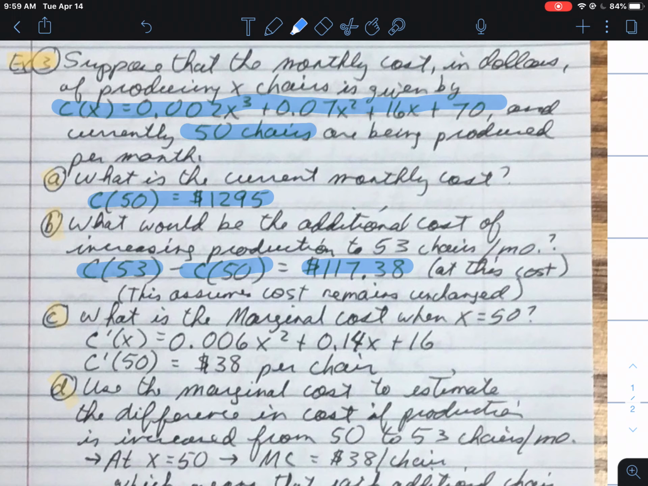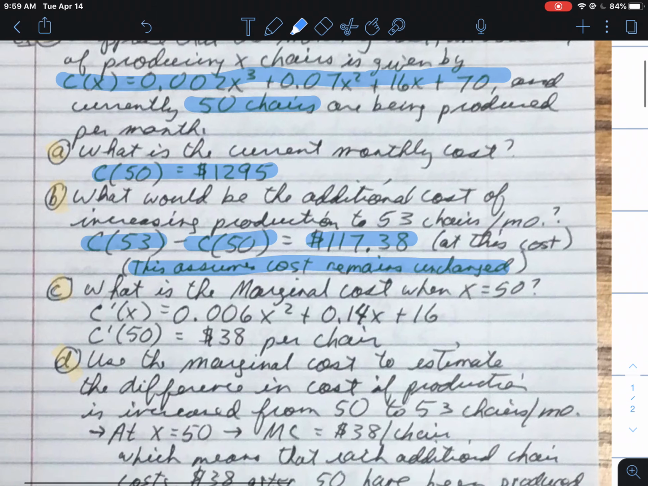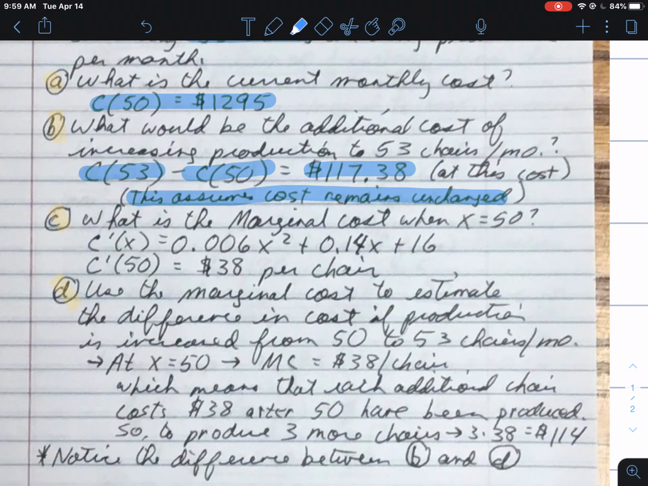We know that's going to change, because if I produce more chairs, then I'm going to have higher costs. That's obvious. But the way that we would calculate our cost, does that stay the same if we change our production level? So think about that for a second. We're going to address that as we go forward. My point is, we're assuming here that our cost function doesn't change if we change our production level. All right, so we have an additional $117.38 if we raise our production level to 53 chairs per month.